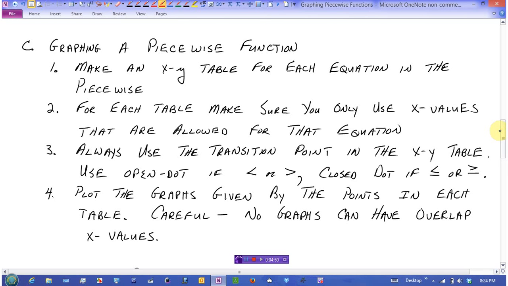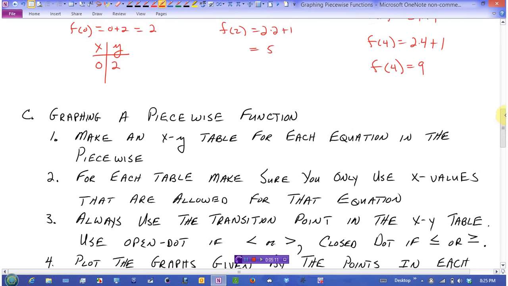Now we're going to learn how to graph a piecewise. I put down a set of steps here, and I'll talk through them and then show you an example. One thing we want to do is make an XY table for each of the equations. We're not going to use the equations like slope-intercept or anything, because here's the reason why.